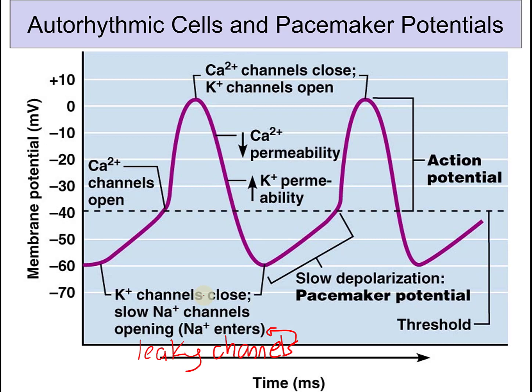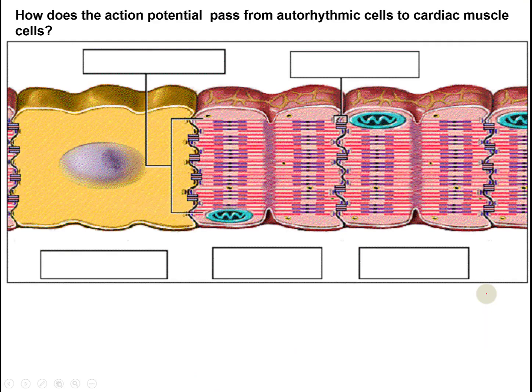So this is how these autorhythmic cells work. These are the ones that generate action potentials in the heart. You don't need the nervous system. So there's a little video, a couple of slides, the next slide actually, which I'm going to recommend you look over, and it's going to go through the cardiac action potential and the autorhythmic one. But how does the action potential pass? So here is an autorhythmic cell.